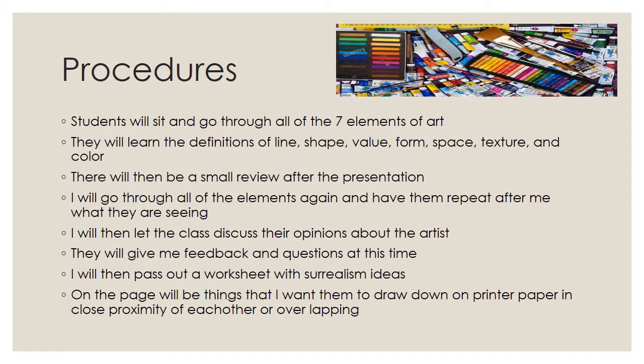So the procedures that will go down to get my students to understand and visualize what surrealism is: they will sit down and learn all of the 7 elements of art, and they will learn the definitions of line, shape, value, form, space, texture, and color. There will then be a small review after the presentation, and then I will go through all the elements again and have them repeat after me what they are seeing. I will then let the class discuss their opinions about the artist. They will give me feedback and questions at this time.